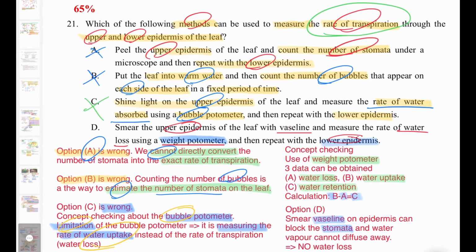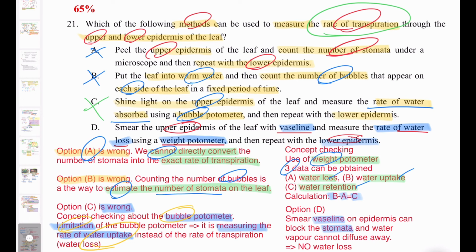And for option D, we are using the correct apparatus. We smear the Vaseline on the upper epidermis and then use the weight potometer to measure the rate of water loss, and then repeat it with the lower epidermis. So this question is checking our concept about the weight potometer. Compared with the bubble potometer, the weight potometer is more powerful because three data can be obtained: water loss, water uptake, and water retention. And the simple calculation is that B minus A is equal to C: water uptake minus water loss is equal to water retention in the plant.